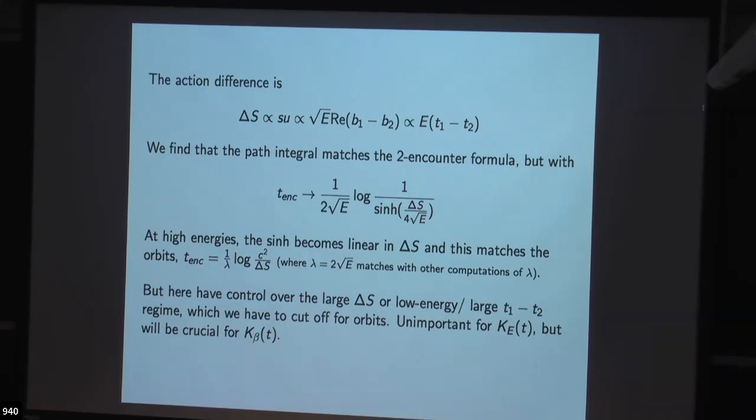So the point here is that if we want to compute KE, we won't really need that large period difference regime, but it's going to be important when we study K beta.